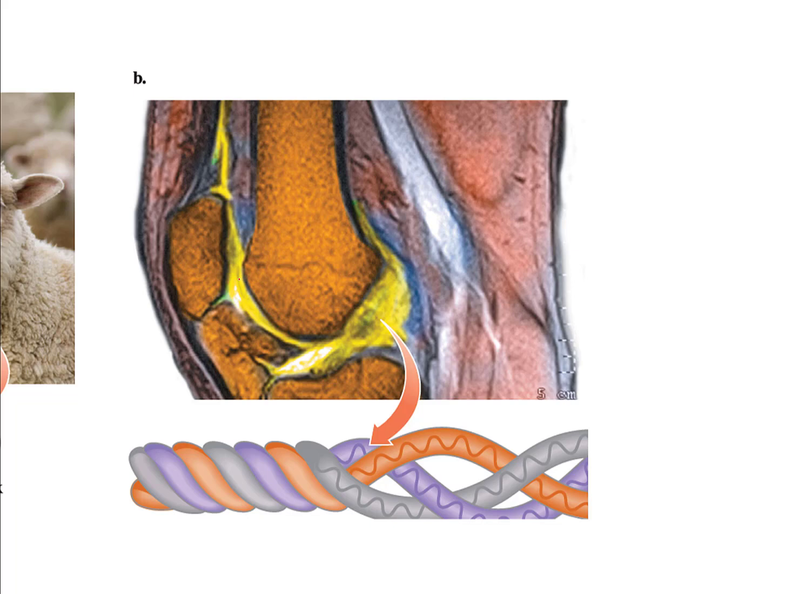Tendons and ligaments: what allows pull on bones are tendons. You have muscles that contract, and then you have the tendons that pull on bones. The ligaments are what link bones to bones. That's all collagen.